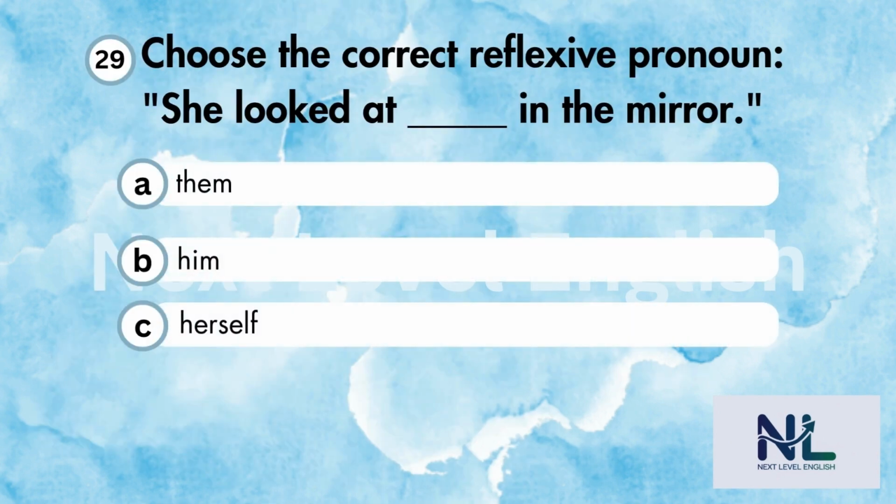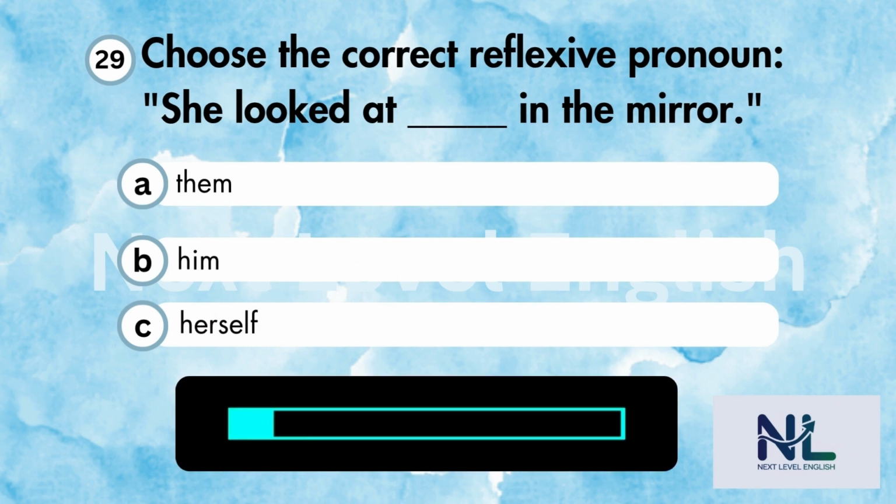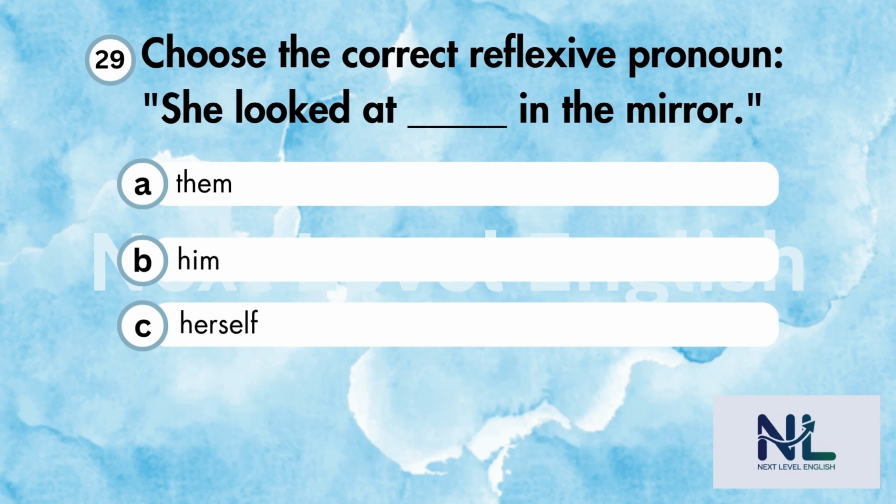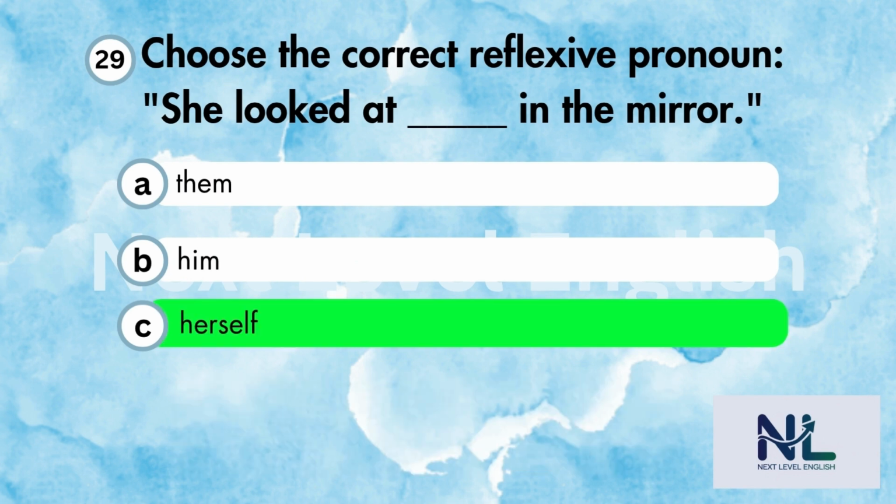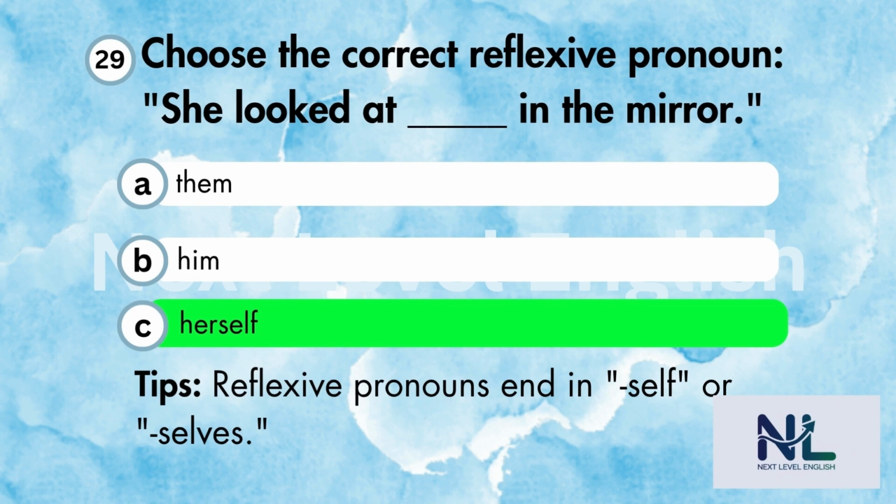29. Choose the correct reflexive pronoun. She looked at in the mirror. Herself. Tips: reflexive pronouns end in self or selves.